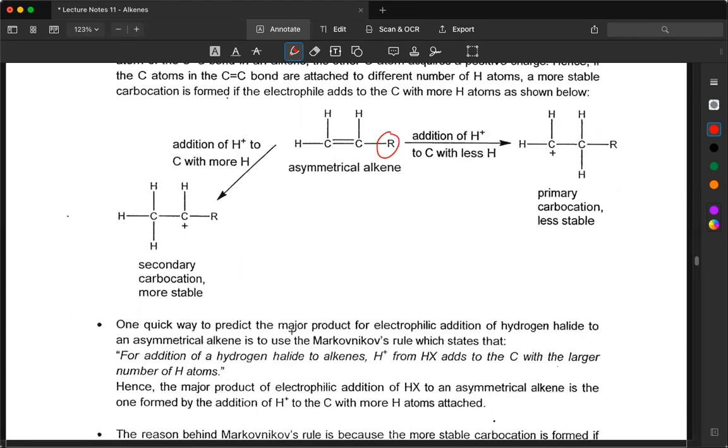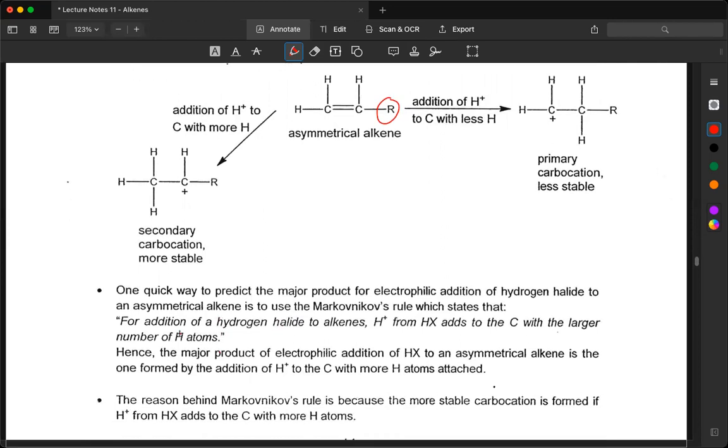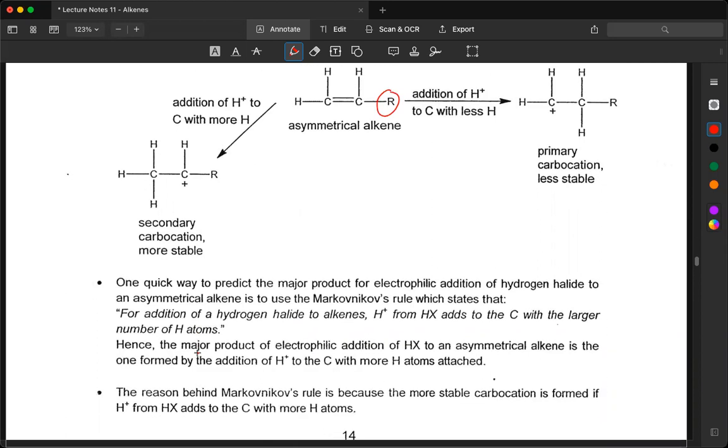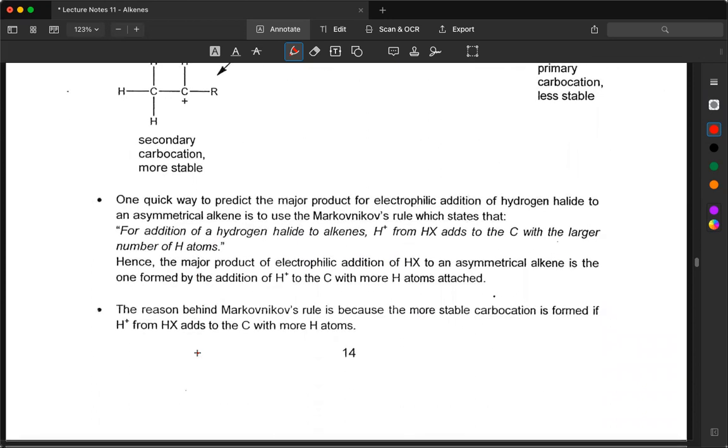One quick way to predict the major product, okay, of an asymmetrical alkene is to use the Markovnikov rule, which states that for addition of hydrogen halide to alkenes, H+ from HX adds to the C, okay, with the larger number of H atoms. That's a general rule. Hence, the major product of electrophilic addition of HX to an asymmetrical alkene is the one formed by the addition of H+ to C with the more H atoms attached. The reason behind Markovnikov rule is because the more stable carbocation is formed if H+ from HX adds to the C with more hydrogen atoms.